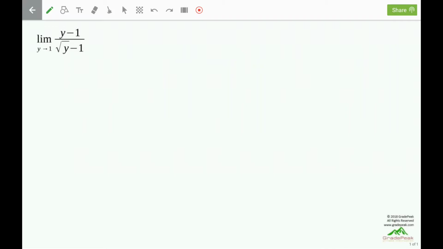The limit as y goes to 1 of y minus 1 over the square root of y minus 1. Let's start by plugging a 1 in for each of the y's. In the numerator, that'll give us 1 minus 1. In the denominator, that'll give us the square root of 1 minus 1, which is the square root of 1, so 1 minus 1. 1 minus 1 is 0 in the numerator, and 1 minus 1 is 0 in the denominator. We have the 0 over 0 indeterminate form.